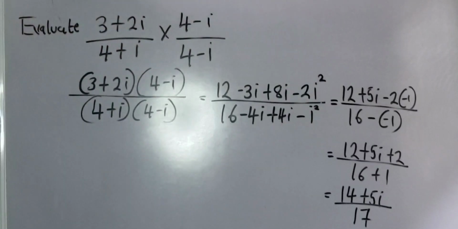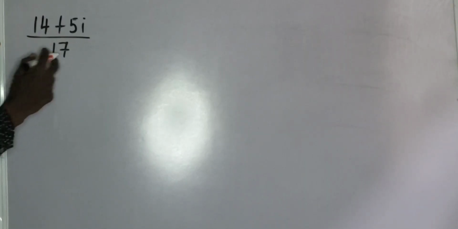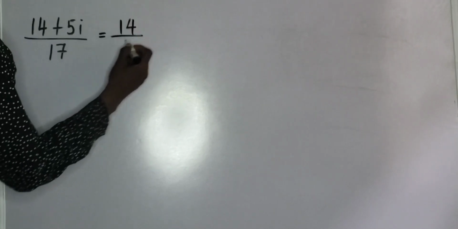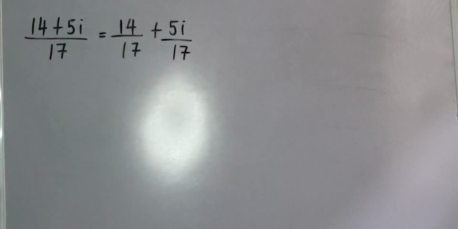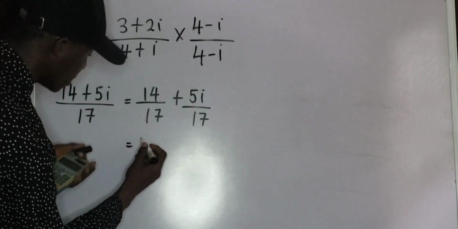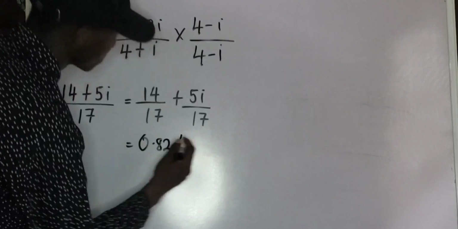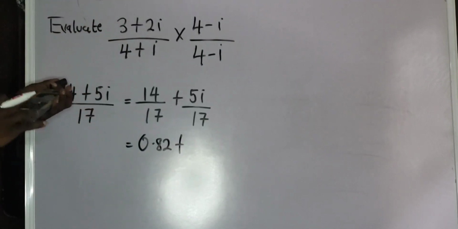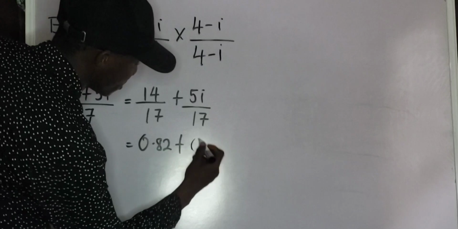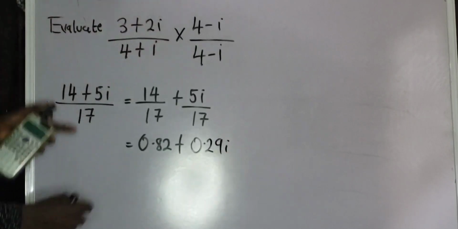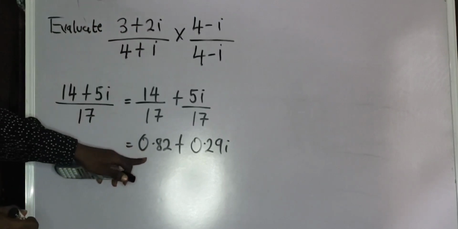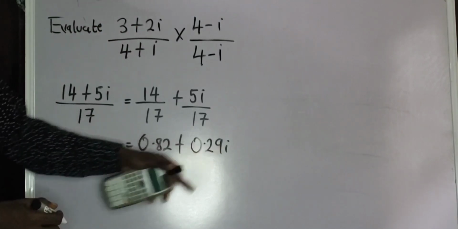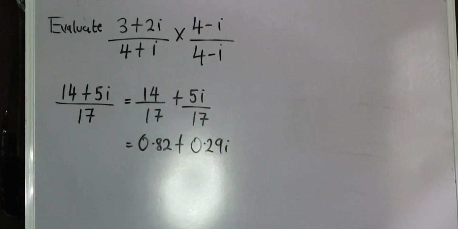Do you understand to this point? So 14 plus 5i divided by 17 is equal to 14 all over 17 plus 5i all over 17. 14 divided by 17, that is 0.82. 5 divided by 17, that is 0.29, so 0.29i. So the division of this complex number, (3 plus 2i) all over (4 plus i), is 0.82 plus 0.29i. You understand? So that is how to evaluate the division of a complex number. Let us proceed to example 2.